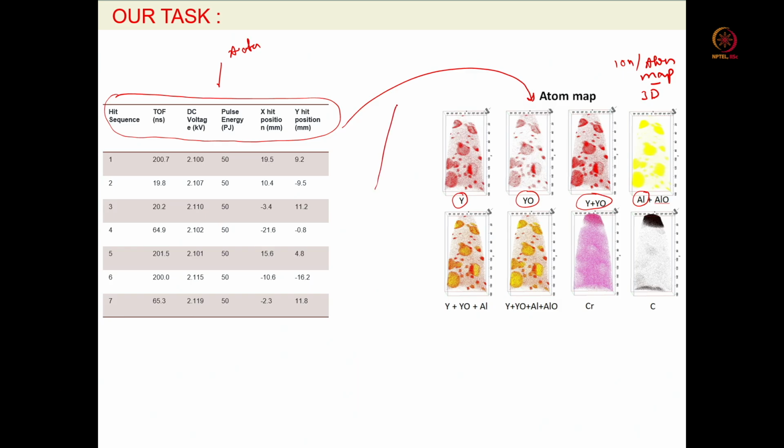So your needle specimen will be like this, and whatever the analyzed volume is, we can reconstruct it with these parameters. And to reconstruct, we need this data. Okay: hit sequence, time of flight, DC voltage, pulse energy, X hit position and Y hit position.